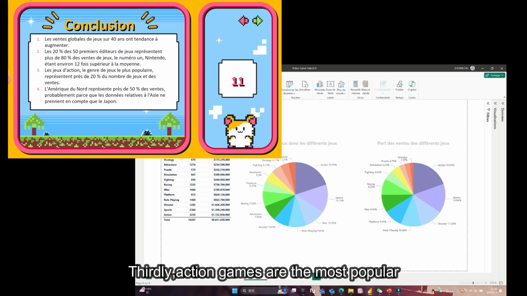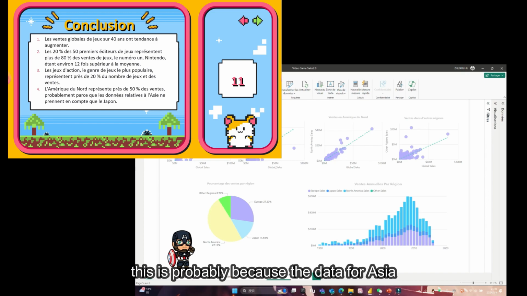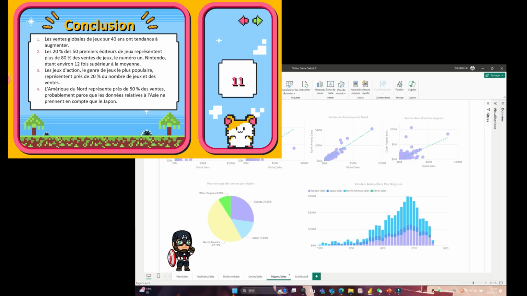Thirdly, action games are the most popular game genre, with the number of games accounting for almost the same percentage as game sales, both being close to 20%. North America accounts for almost 50% of sales, which is already half of the total. This is probably because the data for Asia only includes Japan.